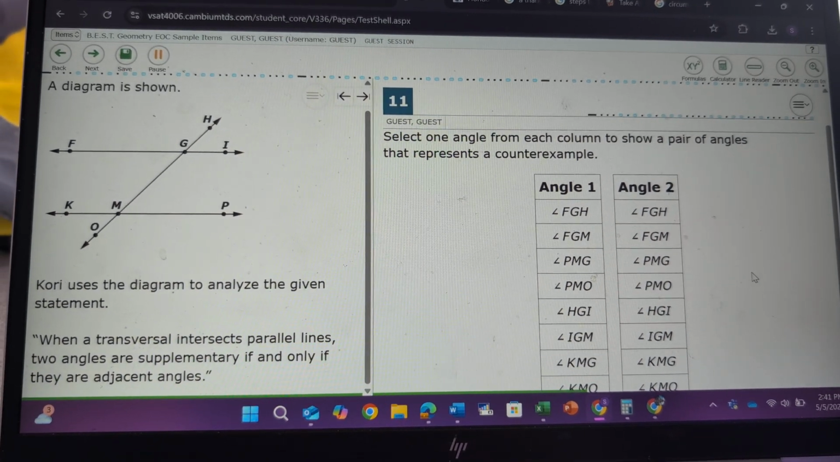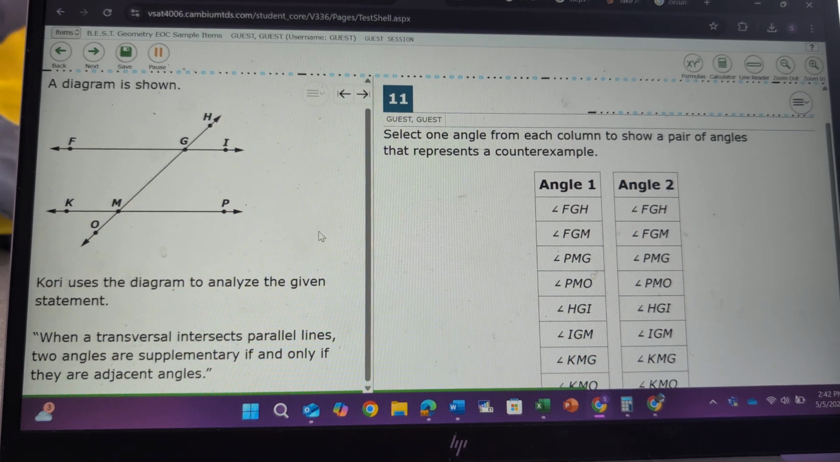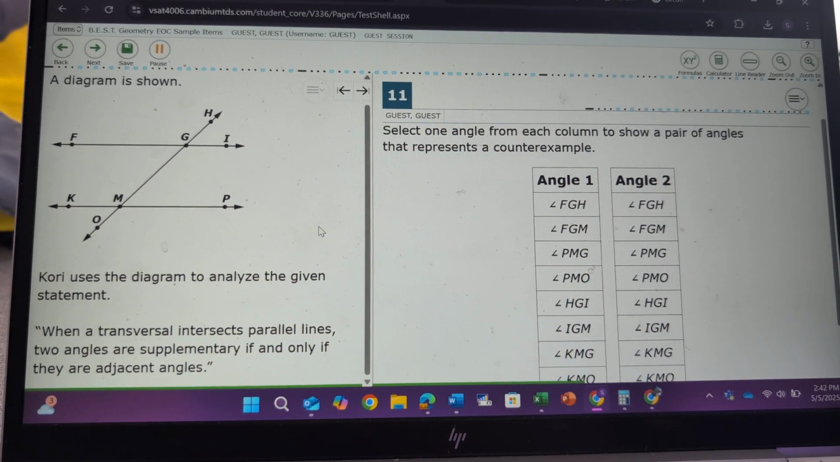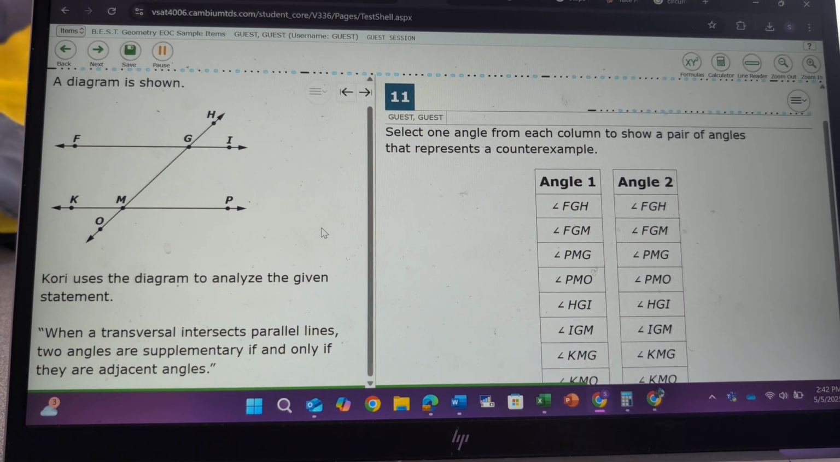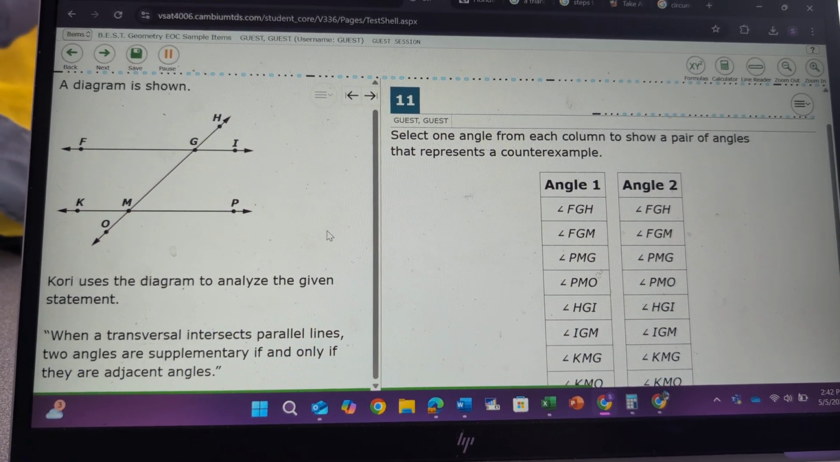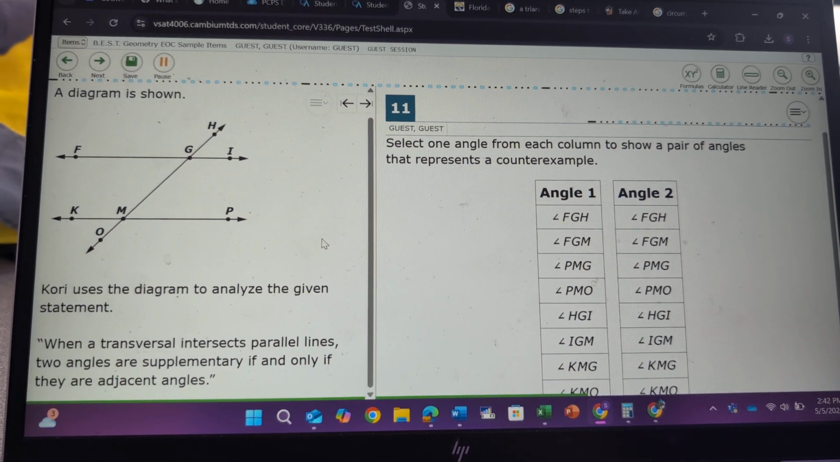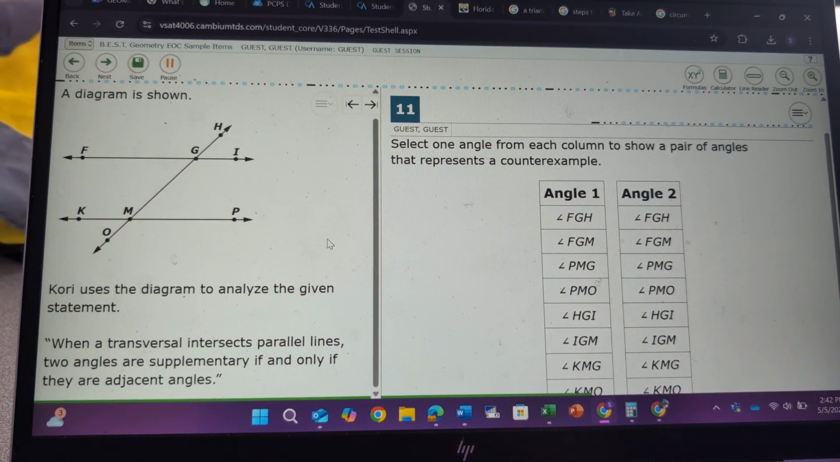Number 11, a diagram is shown. Okay, we have parallel lines here with a transversal. Corey uses the diagram to analyze the given statement. When a transversal intersects parallel lines, two angles are supplementary if and only if they are adjacent.